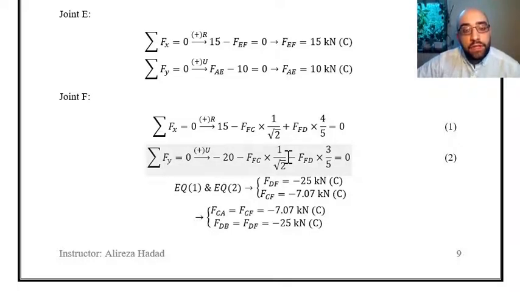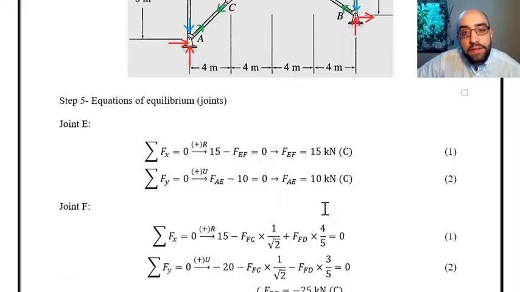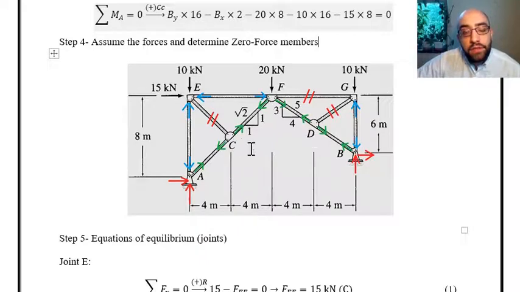This is a system of equations that we can solve by the methods that we know from basic calculus, or you can simply put this in your calculator and calculate it over there. But by considering these two equations, we can simply find the two unknown values as minus 25 for DF and minus 7.07 for CF. I'm getting a negative sign for DF and CF, which means that my assumption about these members was wrong and these are not in tension.